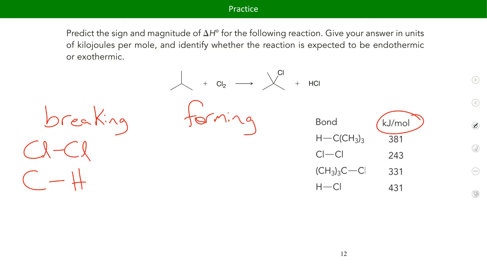And anything that's not changing, we can just ignore. You could take the entire molecule apart on both sides, but it's going to be a wash, right? Because there's no change to it. We could break all of the carbon-hydrogen bonds on this side, but if we're just going to reform them on this side, what's the point? So really, we're looking at what's changing, and we're ignoring the parts of the molecule that are staying the same.